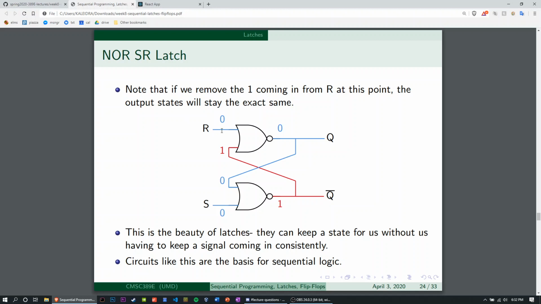So that's the beauty of latches, right? They can keep track of a state for us without having to keep a signal coming in consistently, right? And circuits like this, where you don't require a consistent input and you can store some form of output, are the basis for building structures in sequential logic, right?